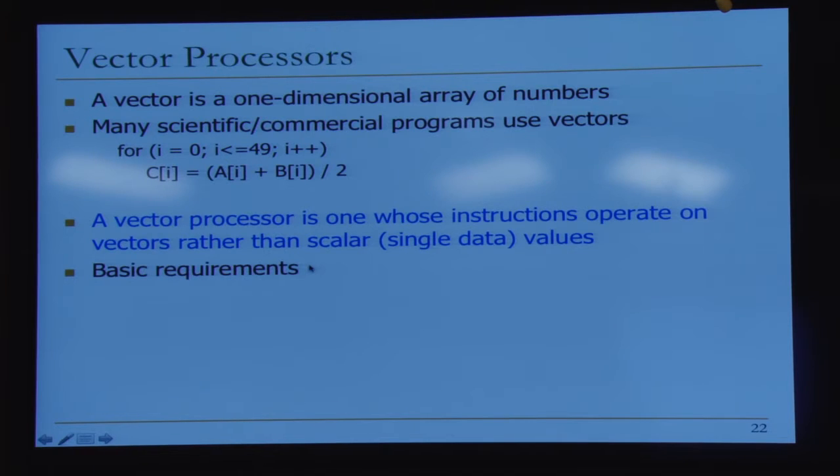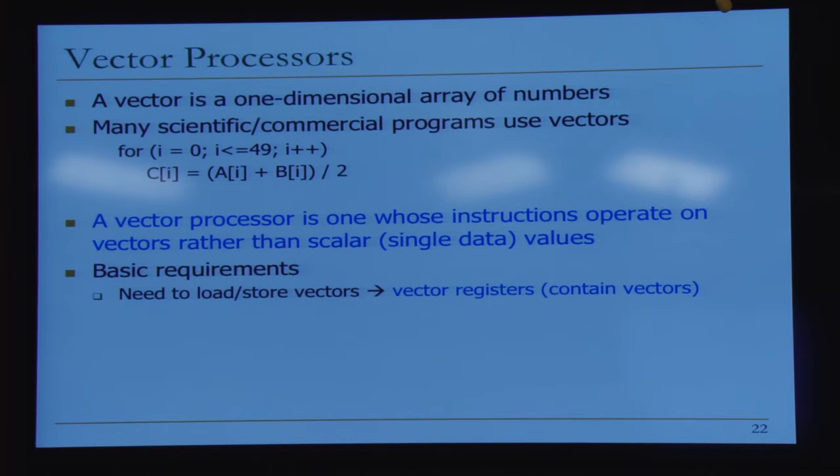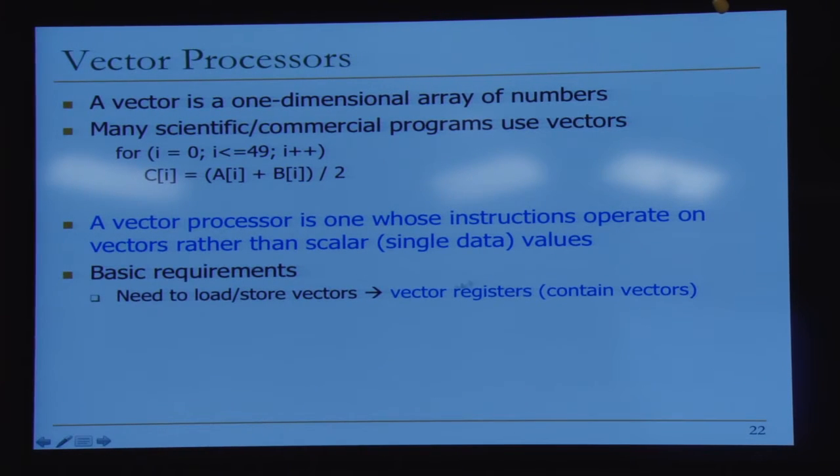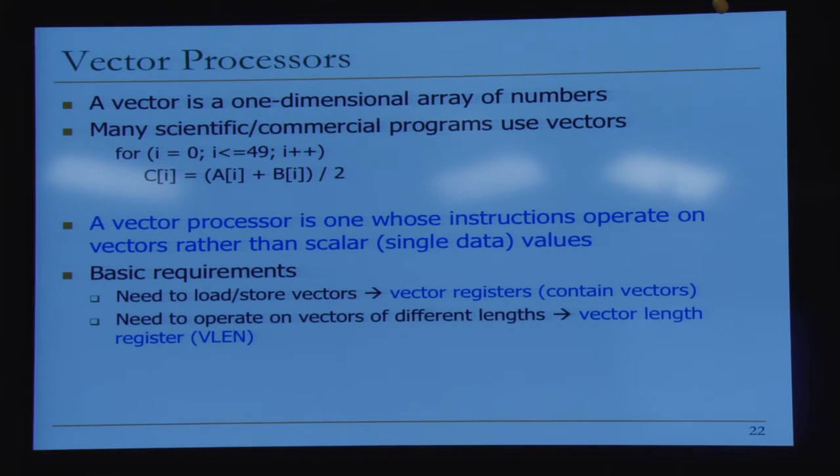So basic requirements, what do we need from a processor to be able to do this, right? We want to operate on vectors rather than scalar values, which means that we need to be able to access the vectors. We need to be able to load or store vectors or operate on them in memory, right? Let's assume that we have a register architecture, load-store architecture, instead of memory-to-memory only architecture. So we need the ability to load and store vectors, which means that we need to have vector registers. So your registers are not scalar anymore. They're really vectors. Okay, simple, hopefully.